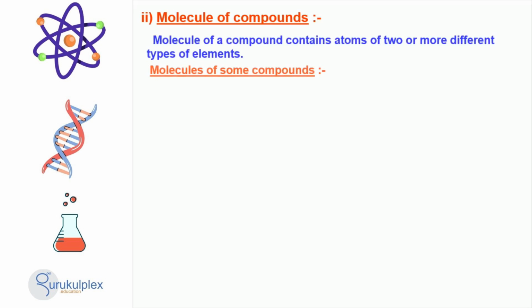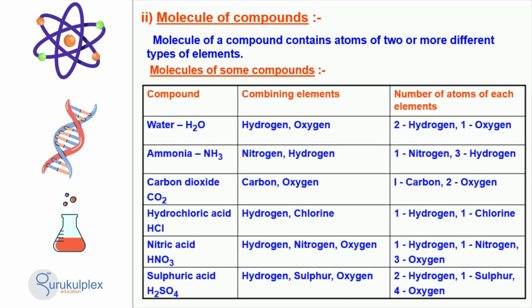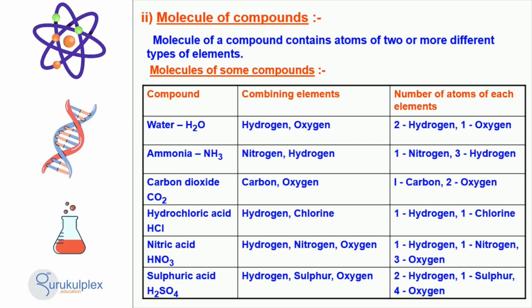Molecules of compounds are composed of atoms of 2 or more elements bonded together in specific numbers. For example, water molecules consist of 2 hydrogen atoms and 1 oxygen atom, while ammonia consists of 1 nitrogen atom and 3 hydrogen atoms. Carbon dioxide molecules contain 1 carbon atom and 2 oxygen atoms, and hydrochloric acid has 1 hydrogen atom and 1 chlorine atom.